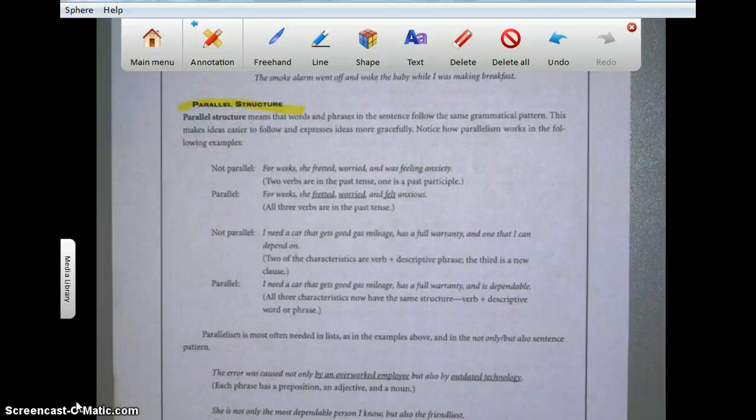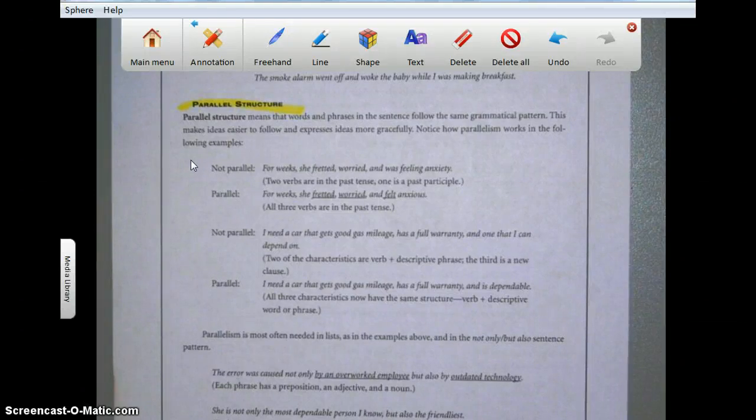Okay, finally, we're going to take a look at parallel structure. This will be on the ACT as well. Parallel structure means that words and phrases in the sentence follow the same grammatical pattern. This makes ideas easier to follow and expresses ideas more gracefully. So again, the easiest, simplest way possible is what you're looking for on the ACT.